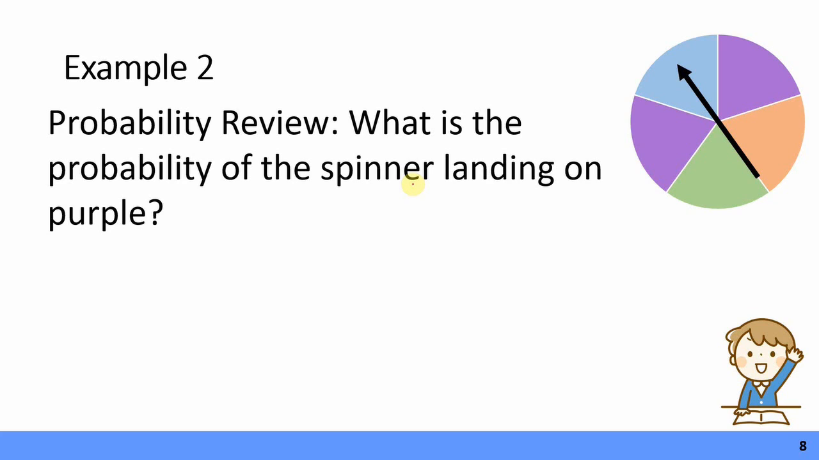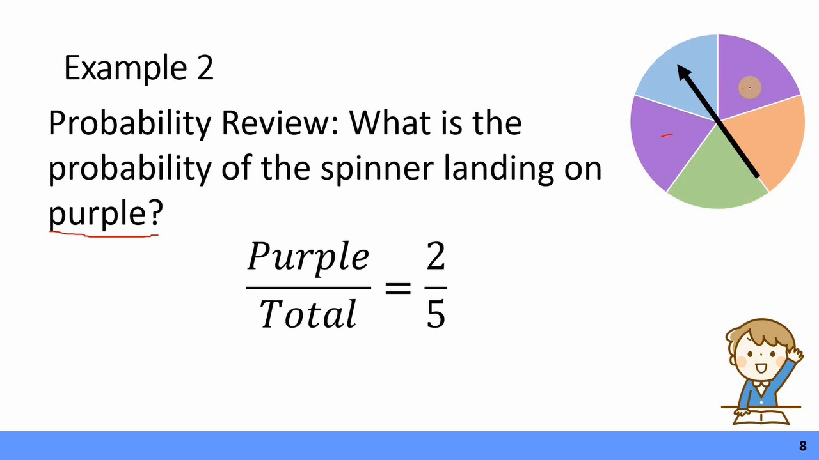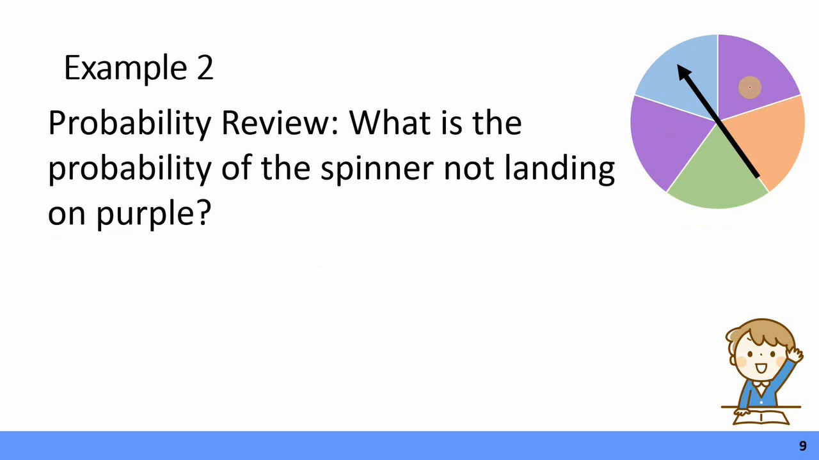Count how many sections we have on our spinner. We have a total of 1, 2, 3, 4, 5. So we know that my denominator is going to be 5. Now, out of those 5, how many are purple? Well, we have 1, 2. Right, so my answer is simply 2 over 5. Again, this is a probability question. So remember, probabilities end up being fractions. So 2 over 5. Next one.